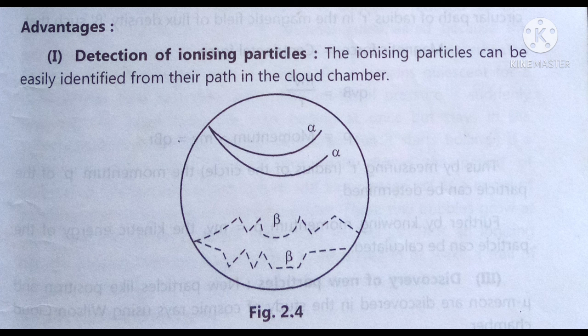The advantages of Wilson cloud chamber. First is the detection of ionizing particles. When an alpha particle or beta particle enters inside the chamber, the track or path of the particle is recorded, as shown in the figure. By the shape of the path, the alpha particle is curved and the beta particle is zigzag. Using this shape of the path, we can identify the type of particle. The ionizing particle can be easily identified from its path in the cloud chamber.